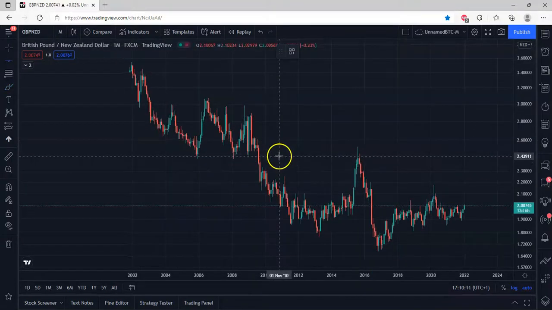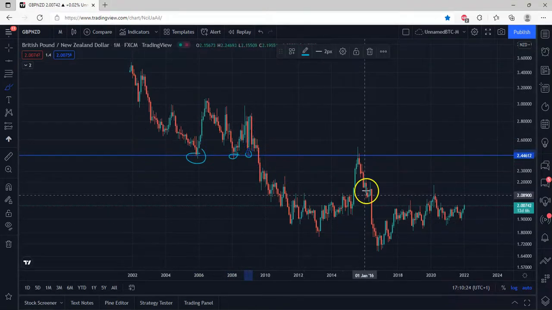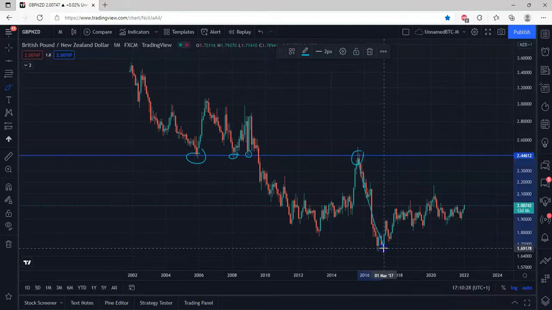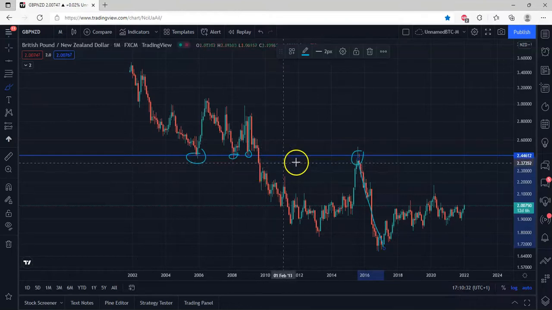So another example should be here, because we have a touch here, another bounce here, a third bounce, it broke, and it bounced here again, then it went down. So this one is also a great support or resistance.